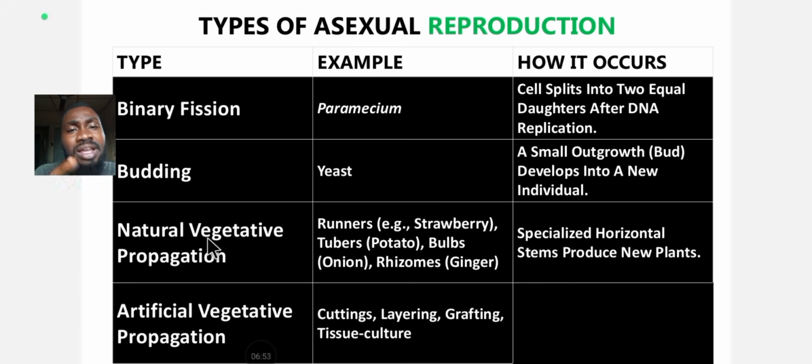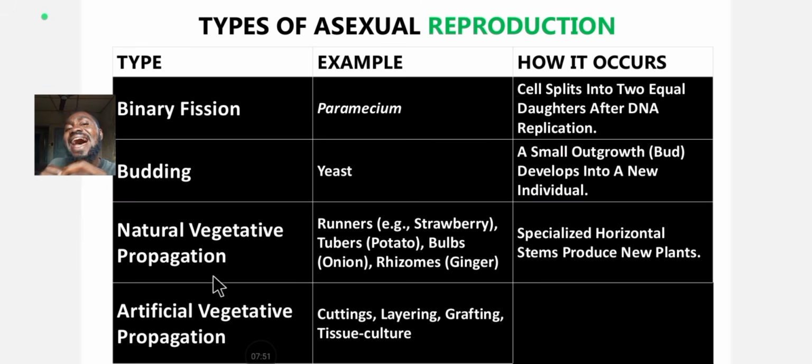The next we have here is natural vegetative propagation. The plants, the organisms that undergo natural vegetative propagation are what? The runners, such as strawberry plants. You also have the tubers, such as potato. Then you have the bulbs, such as onions, and the rhizomes, the rhizome family, such as ginger. Okay, and so on and so forth. So these are the organisms that undergo natural vegetative propagation.